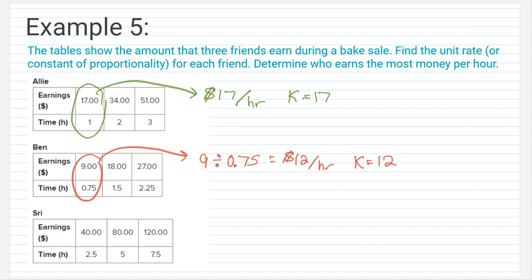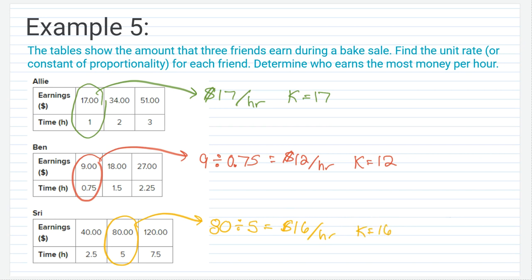Then we're going to do the same thing for our last persons, right? So with them, we can do $80 divided by 5. Or again, you can pick whatever values you want from that table. They're all going to turn out to be exactly the same. And this ends up being $16 per hour. So K is equal to 16 in this case.